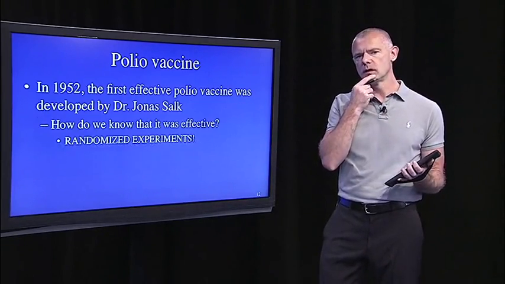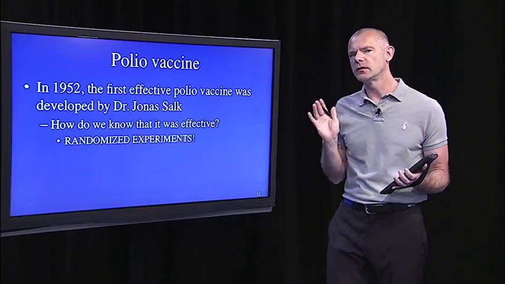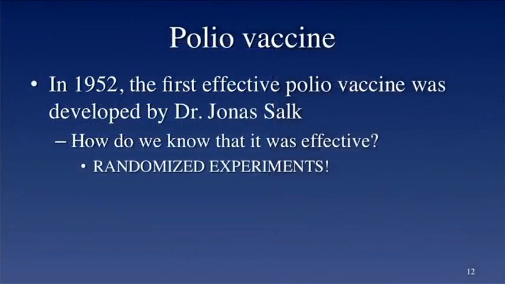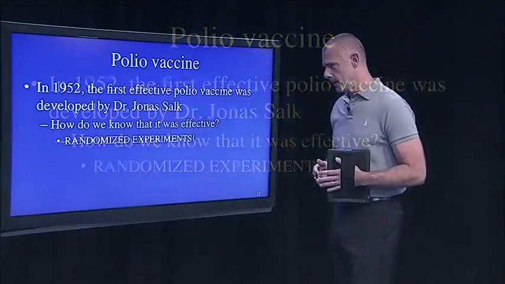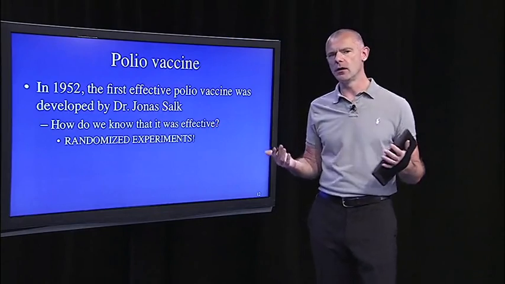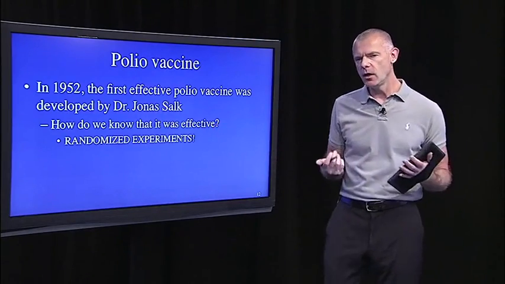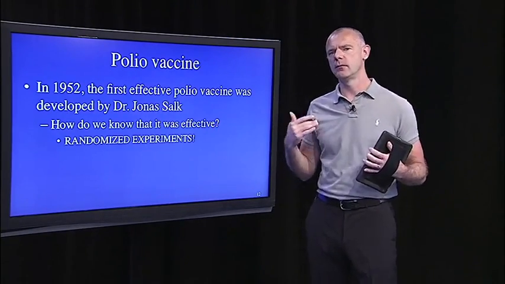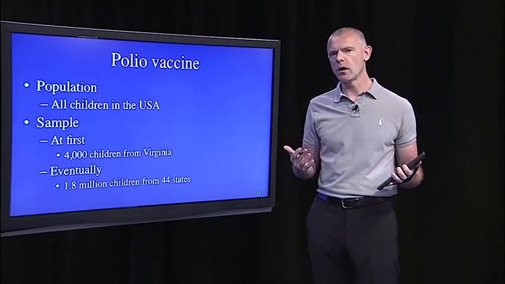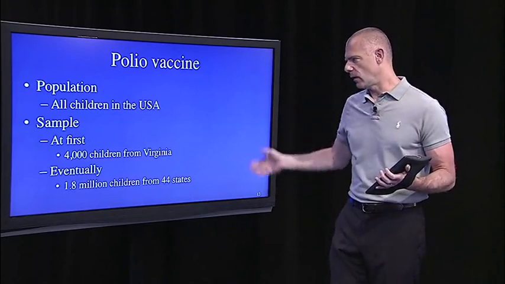That same year saw the development of the first effective polio vaccine. It was developed by Dr. Jonas Salk, and a lot of these first randomized experiments are known as the Salk vaccine trials, named after Jonas Salk. And how do we know that these trials were effective? How do we know that the polio vaccine was effective? Well, we know they were effective because of randomized experiments. And the way those experiments worked was in the following manner.